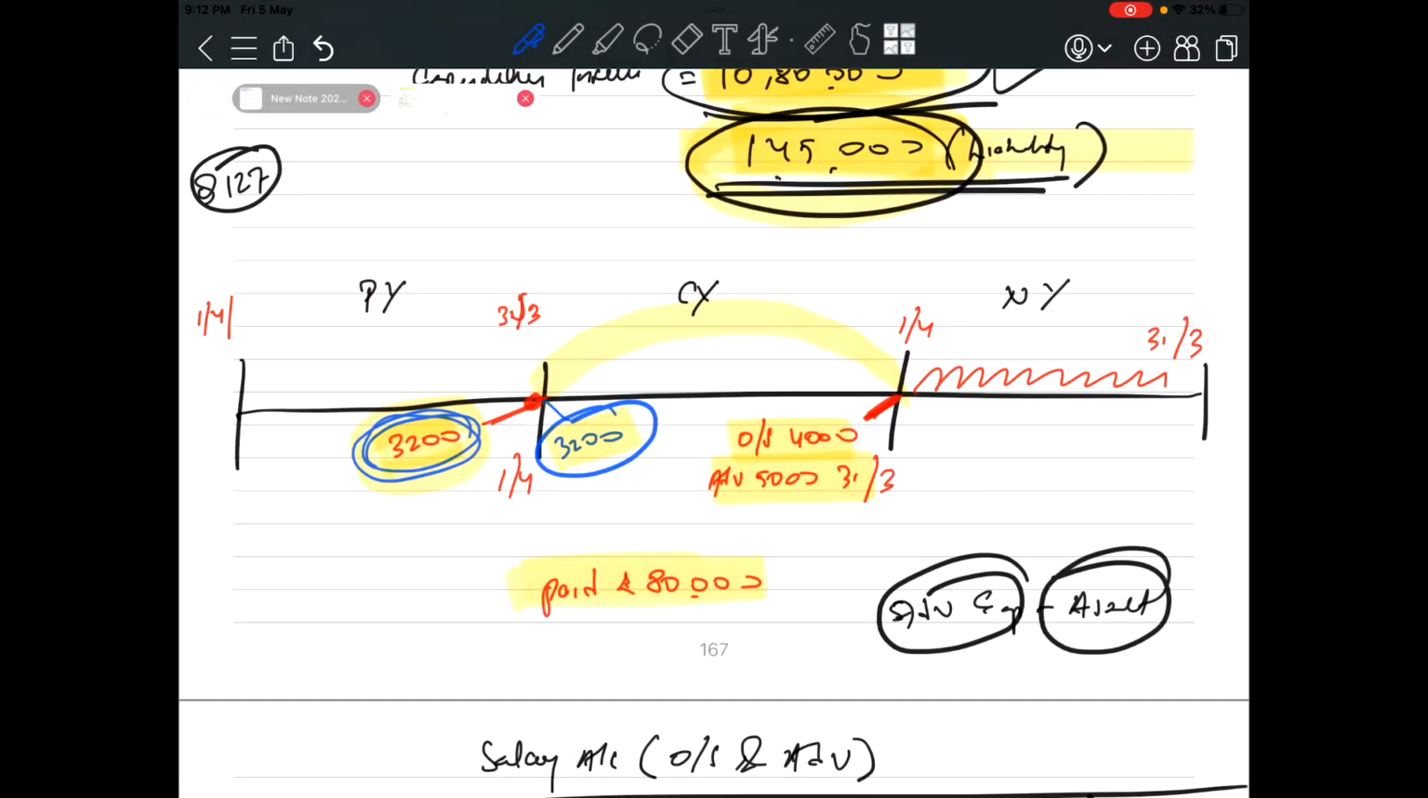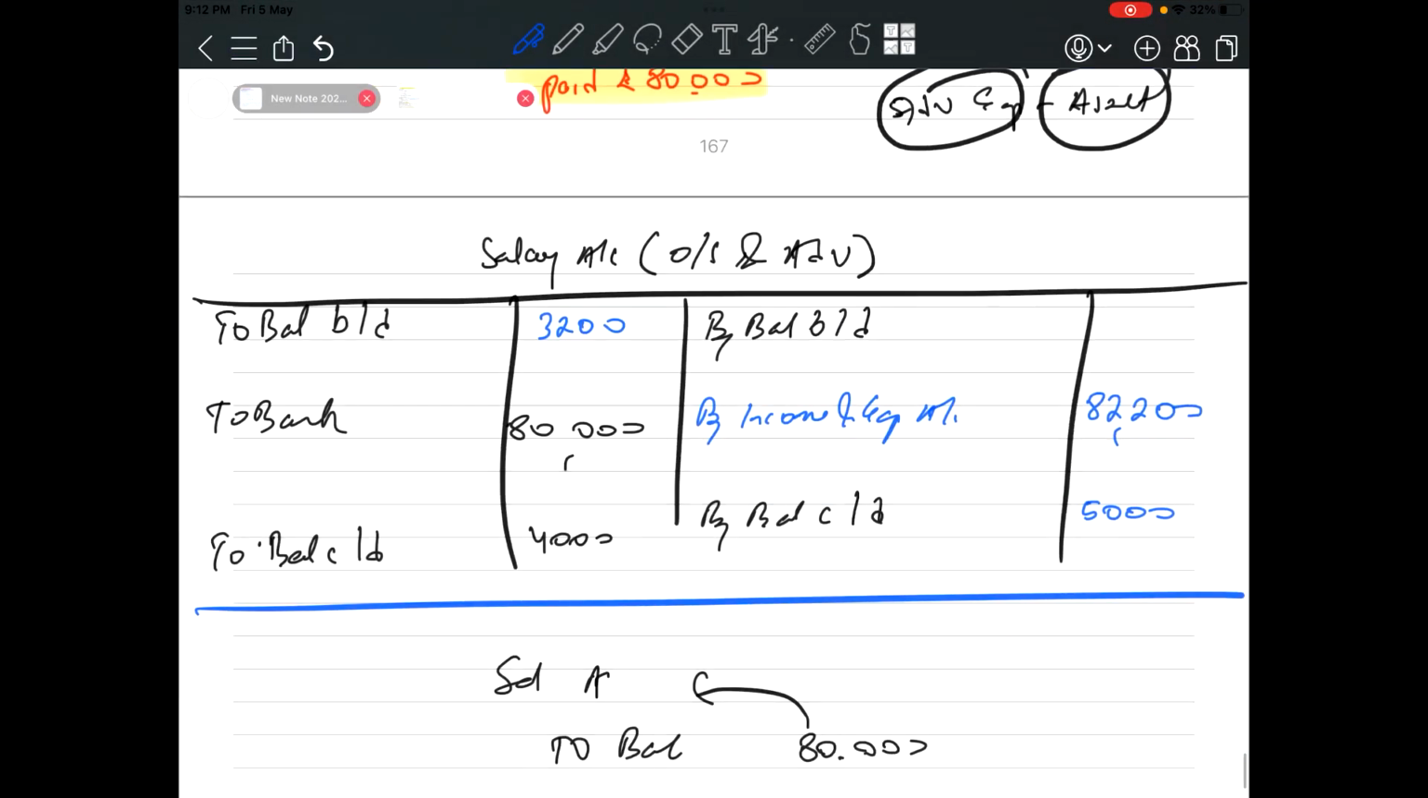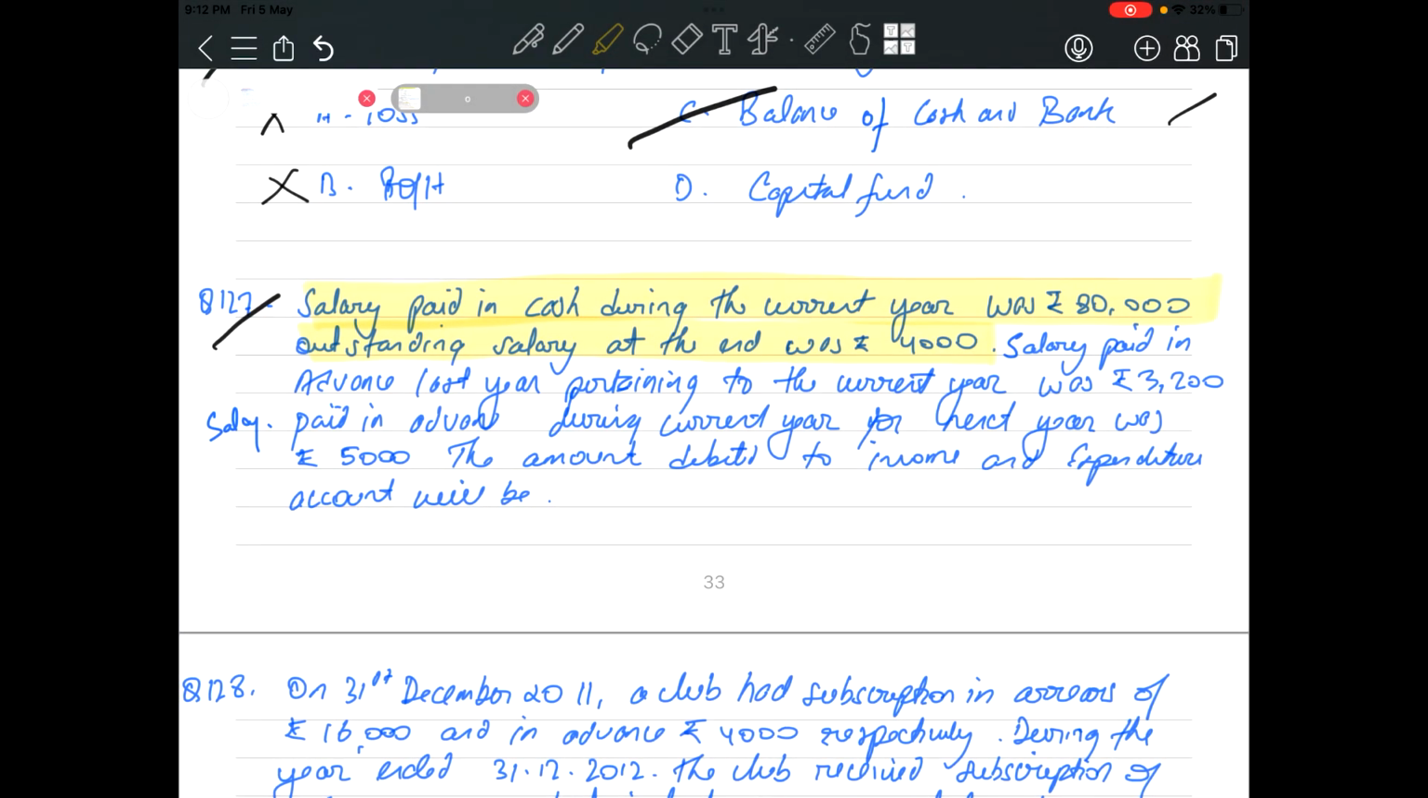So if we look at the salary account, this is the debit side, this is the credit side. Liability will always have a credit balance. So where will the closing balance come? Here, right? So we have put 4,000 on the credit side.